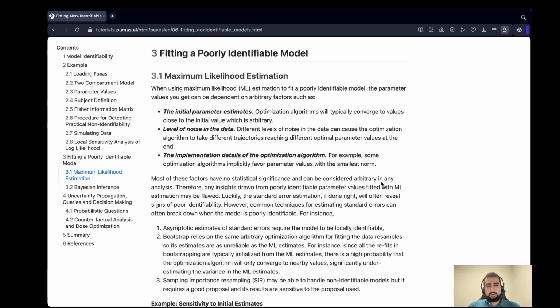Okay, so how do we actually go about fitting those non-identifiable models or poorly identifiable models? In this part of the tutorial, I'm hoping to walk you through the main option that people use, and hopefully convince you at the end that with these kinds of models, using more traditional maximum likelihood estimation methods, whether it's Laplace or FOCE, can actually cause some issues.